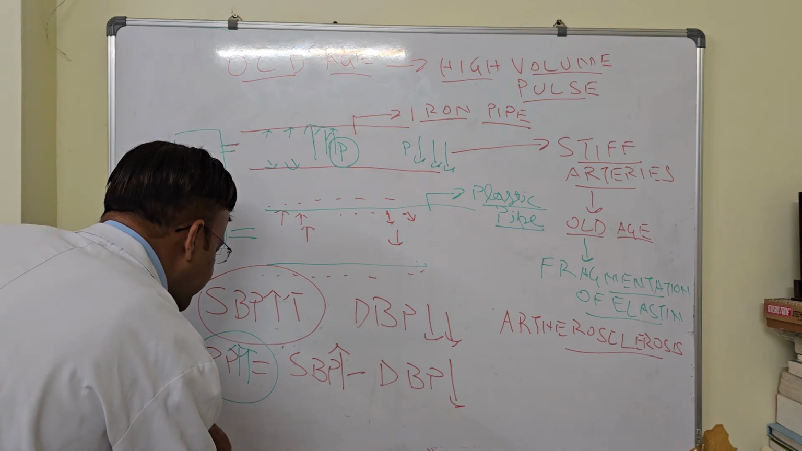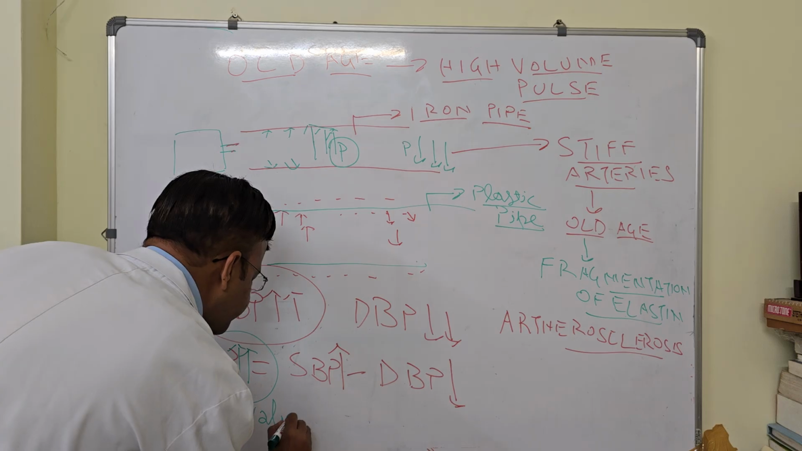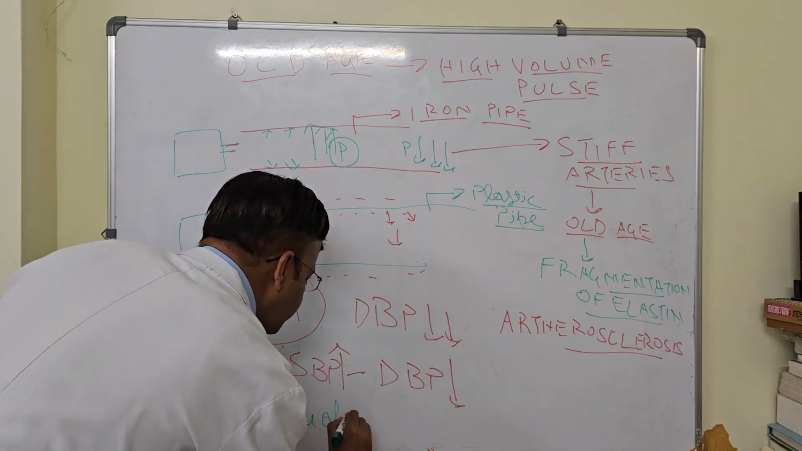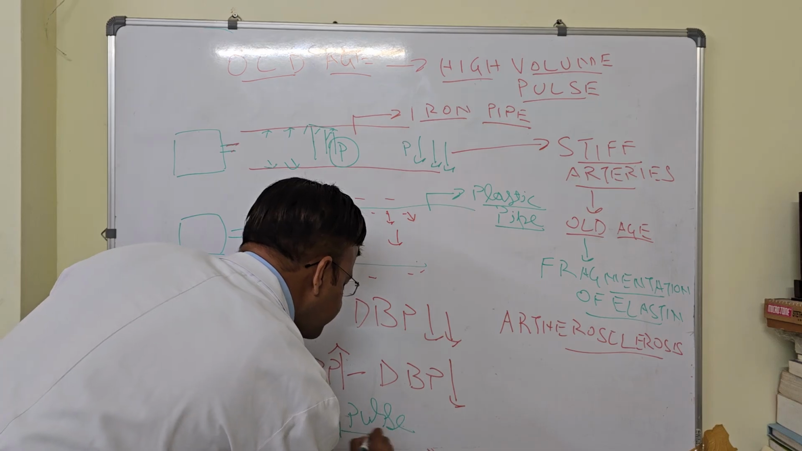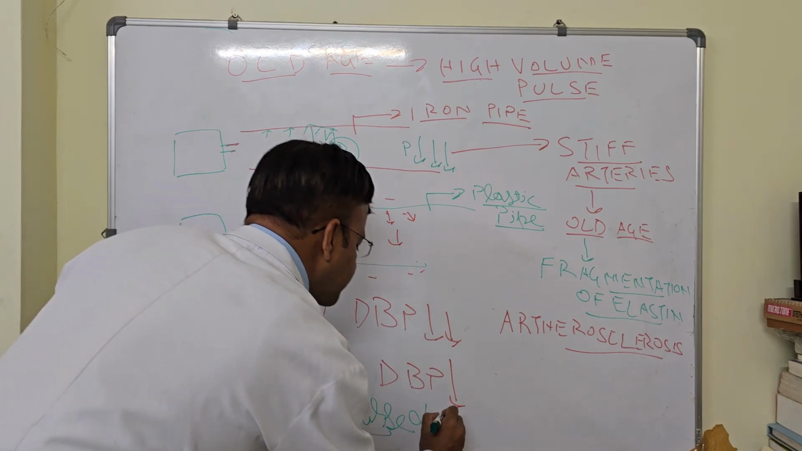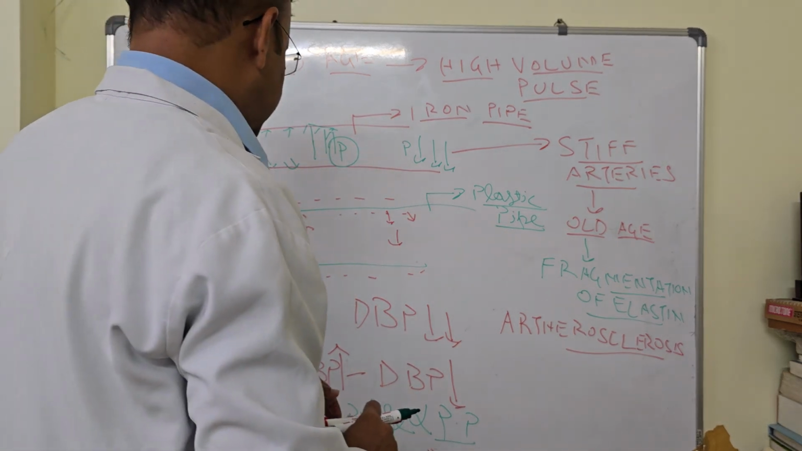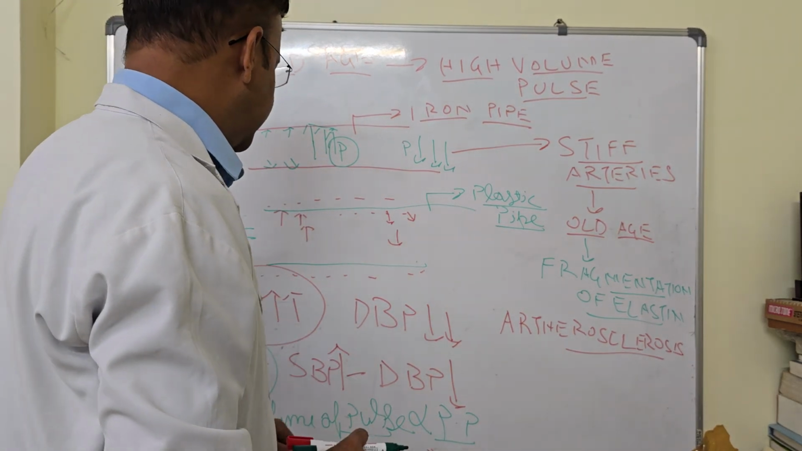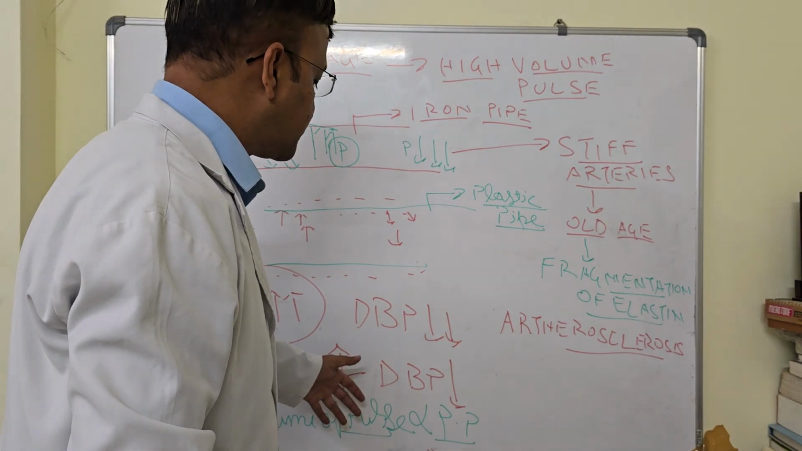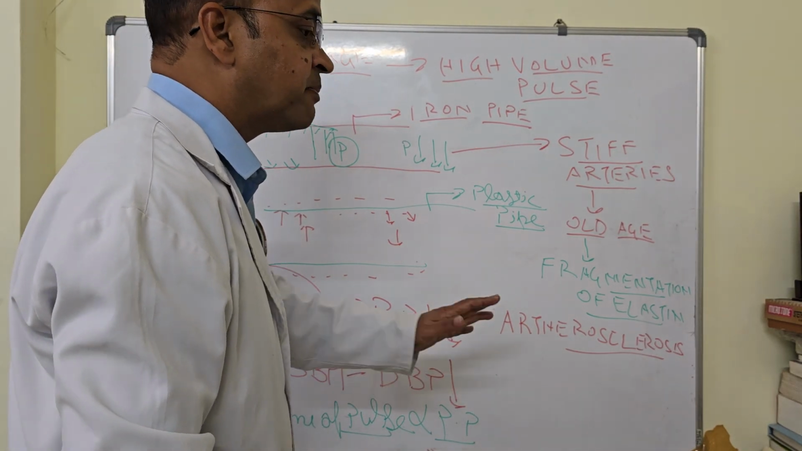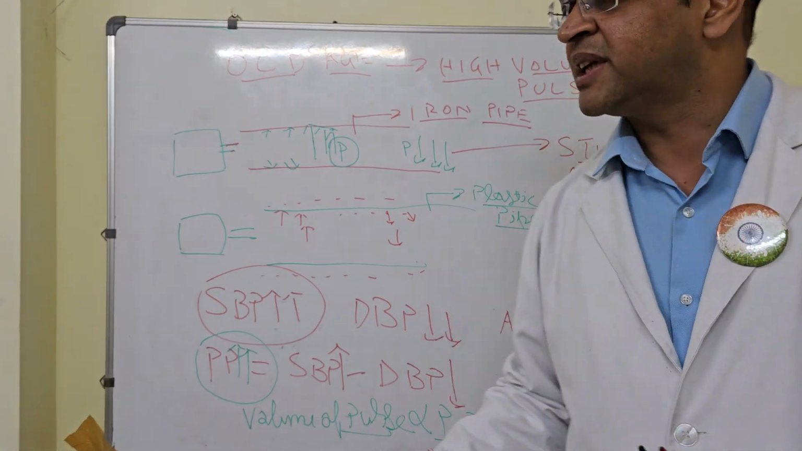right? And as we have discussed in our previous videos, the volume of the pulse is directly proportional to pulse pressure. Since the systolic is increasing and diastolic is decreasing, the pulse pressure will increase, and the volume of the pulse will also increase since the pulse pressure is increasing, right? So as simple as that.